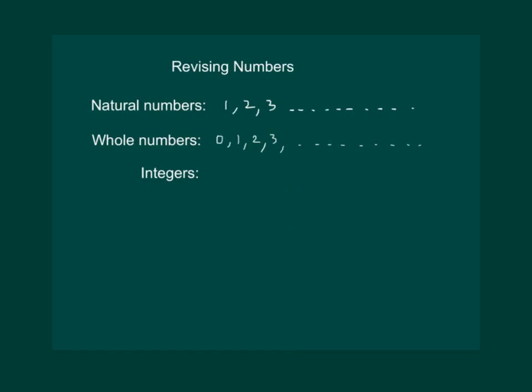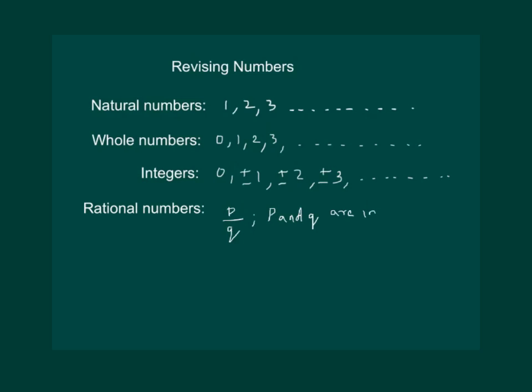Integers include 0, +1 and -1, +2 and -2, +3 and -3 and so on. Next we have rational numbers, which can be written in the form P by Q, where P and Q are integers but Q cannot be 0.